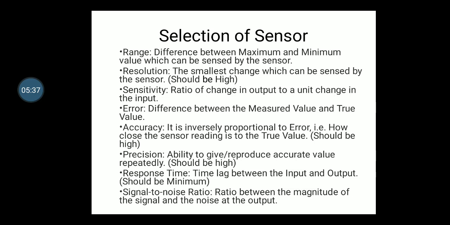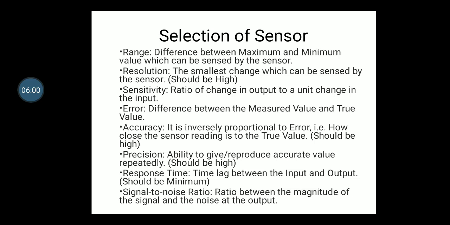Accuracy is inversely proportional to the error. That means if there is a small error, the accuracy is high, and if the error is high, the accuracy will be low. So you should ask about all these things while you are selecting a sensor, and take care of them.